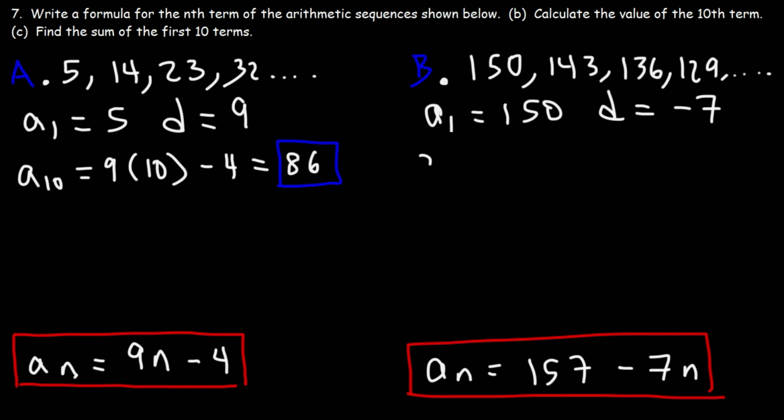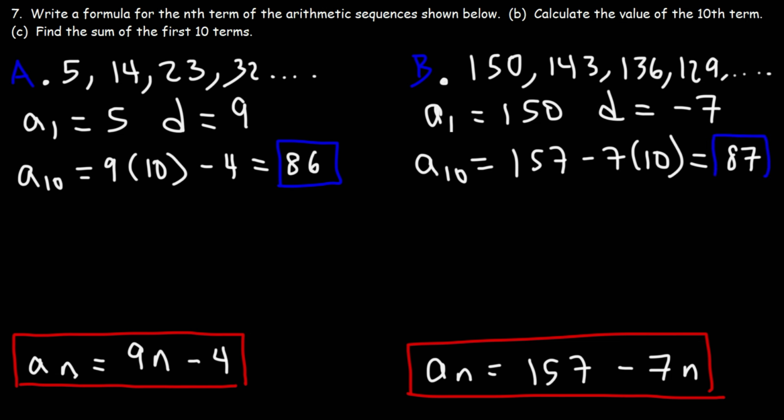For part B, the 10th term is going to be 157 minus 7 times 10. 7 times 10 is 70. 157 minus 70 is going to be 87. Now let's move on to part C. Find the sum of the first 10 terms.